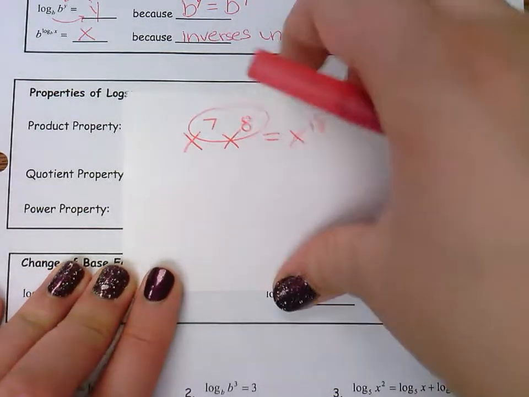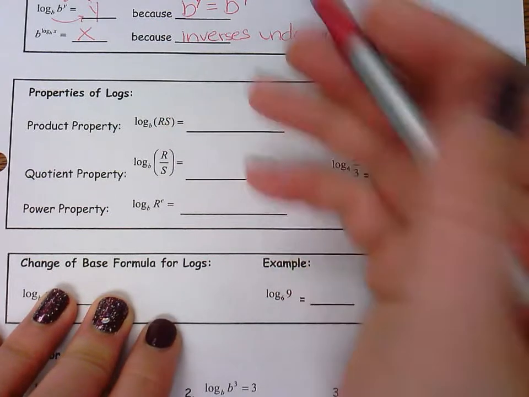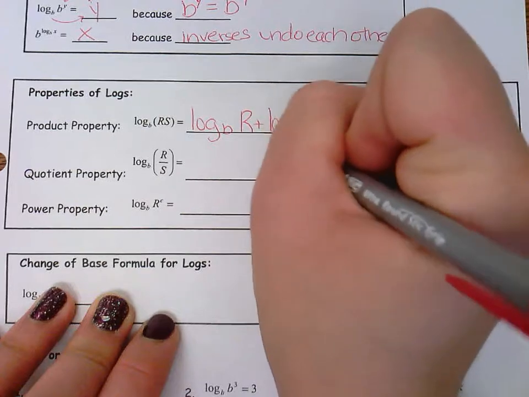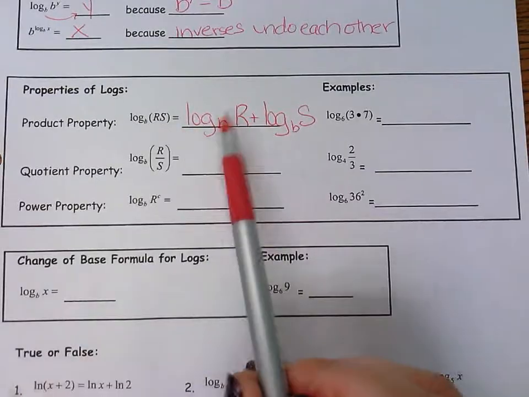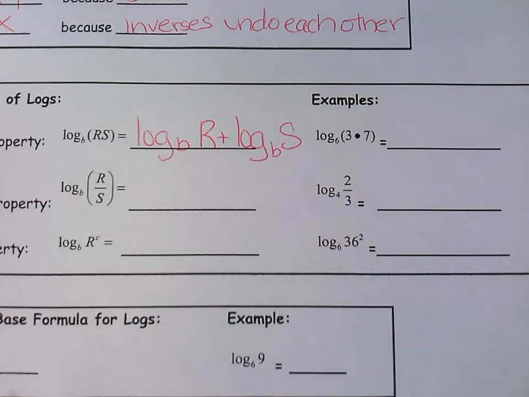Well, guess what? The product property for logs says that if you're multiplying two things inside a log, you're allowed to separate them using addition. So you can separate them into two separate logs using addition. And it comes directly from the exponent rule.